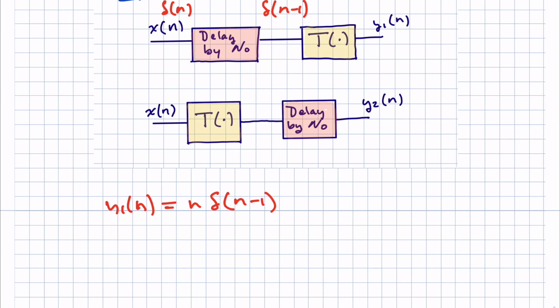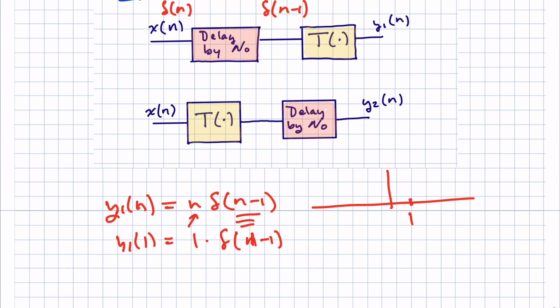You could plot that. At any time other than n equals 1, the impulse function is off. So if I look at the plot of this, it is simply an impulse turned on at n equals 1. The height is determined by plugging in: y1 of 1 is 1 times delta of 1 minus 1, and 1 minus 1 is 0. So this would be simply 1, and it's 0 everywhere else.